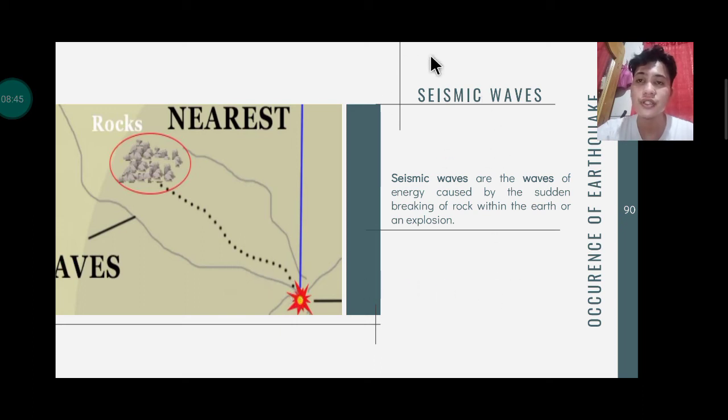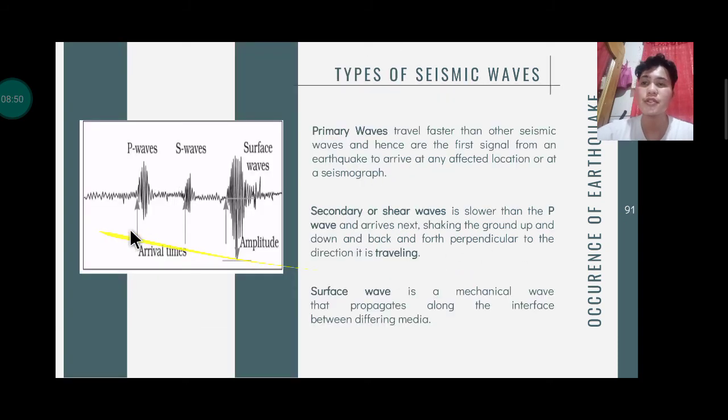So let us proceed to the seismic waves and identify their types. These are the types of seismic waves. First is the primary wave. It travels faster than other seismic waves, and hence is the first signal from an earthquake to arrive at any affected location or at a seismograph. As you can see, this is the P wave, the first one that will be recorded.